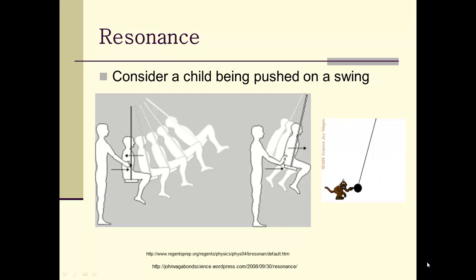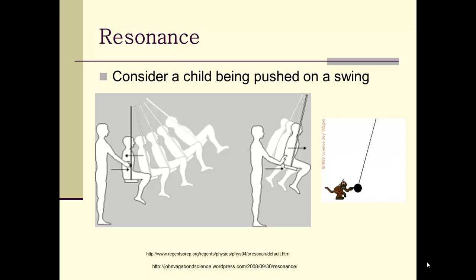So today we're going to talk a little bit about resonance. Resonance is an increase in amplitude of oscillation of an electrical or mechanical system that is exposed to a periodic force. And that force has to have a frequency that is equal to or a multiple of the natural frequency of the system. Consider for a minute an adult pushing a child on a swing.